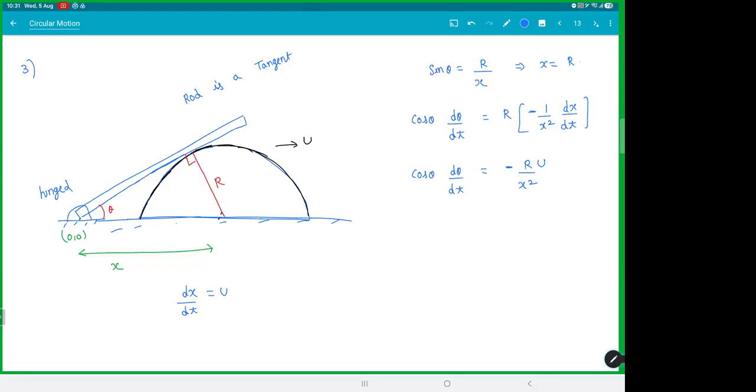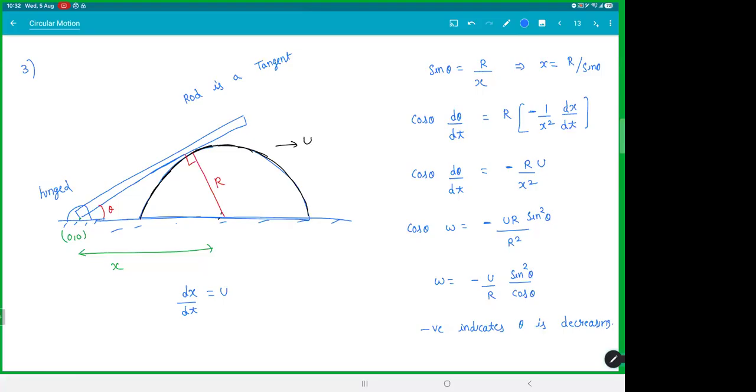x is r by sine theta. So cos theta into omega is minus ur by x square, which is r square by sine square theta, which goes up. So we get omega equal to minus u by r, sine square theta by cos theta. The minus indicates theta is decreasing, which is true. There, you got your answer. Put theta equal to 60 degrees and you'll get your answer.